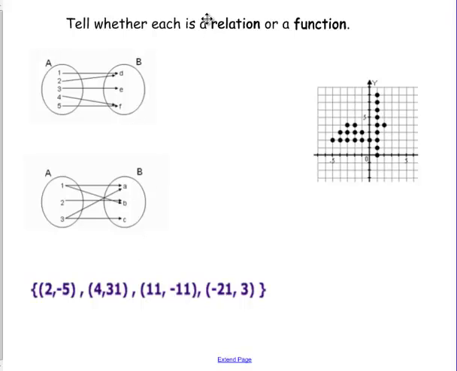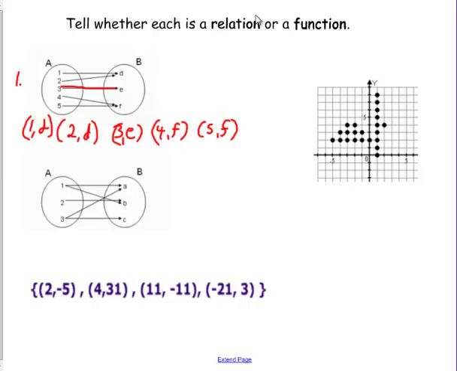So I look at this first one right here. Let's call this number 1. Is this a relation or a function? Well, what it's saying right here is 1 pairs up with D. 2 also pairs up with D. 3 pairs up with E. 4 pairs up with F. And 5 pairs up with F. All right, so by order of definition, is this a relation or a function?